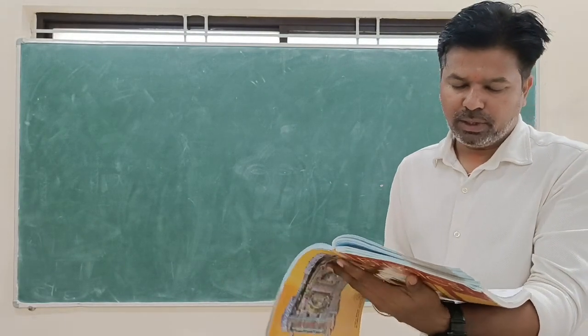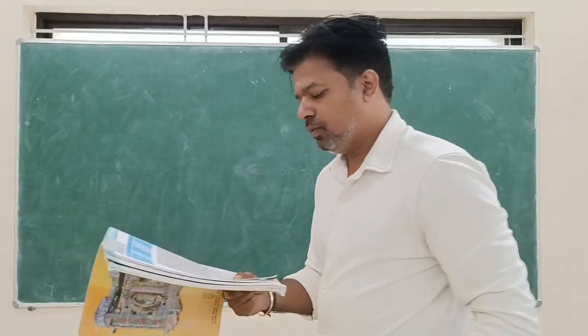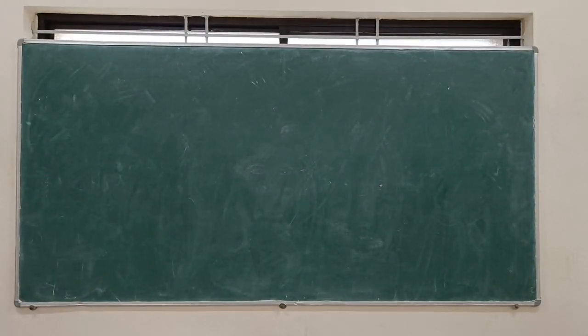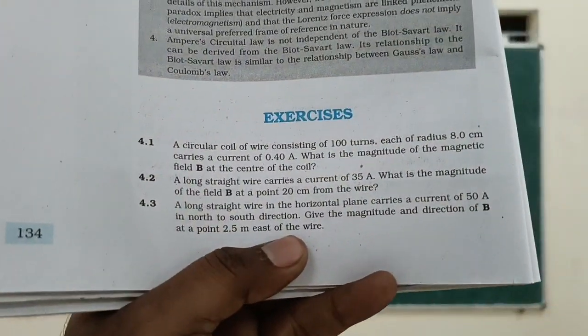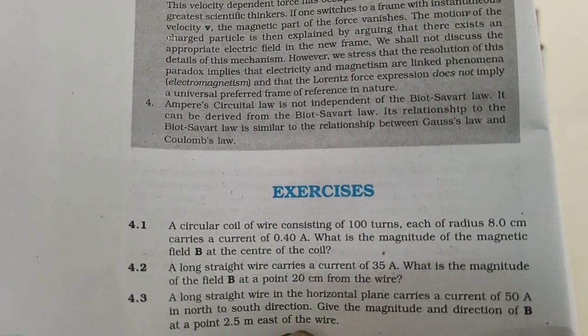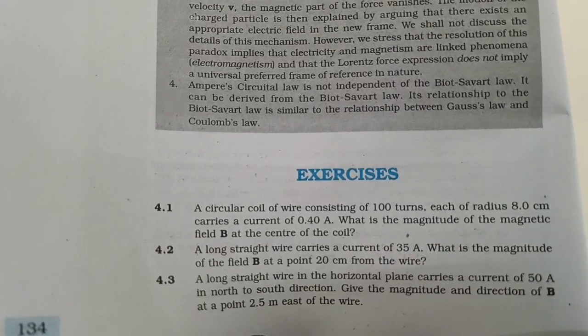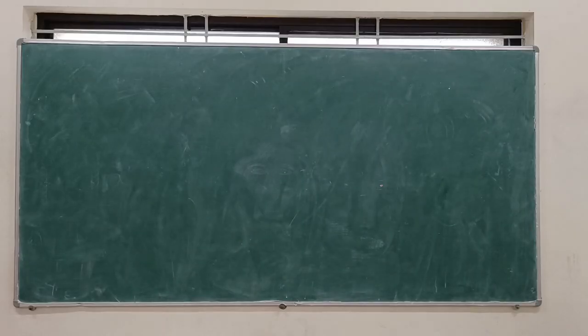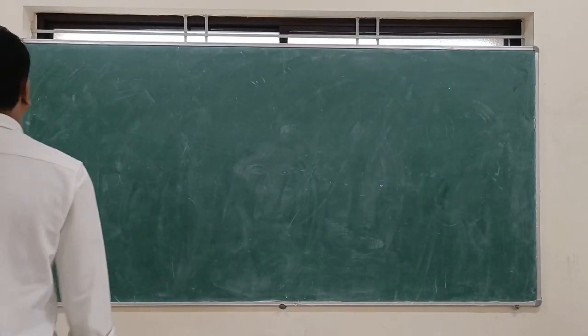A circular coil of wire consisting of 100 turns, each of radius 8 centimeter, carries a current of 0.40 ampere. This is the problem. What is the magnitude of magnetic field B at the center of the coil? Problem 4.1.